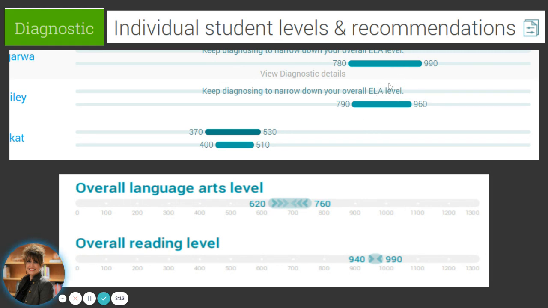So they were a little behind. So this is good information. They need to continue because as they continue, it narrows. So I'm going to jump down here and show you. Notice this reading level for this student.